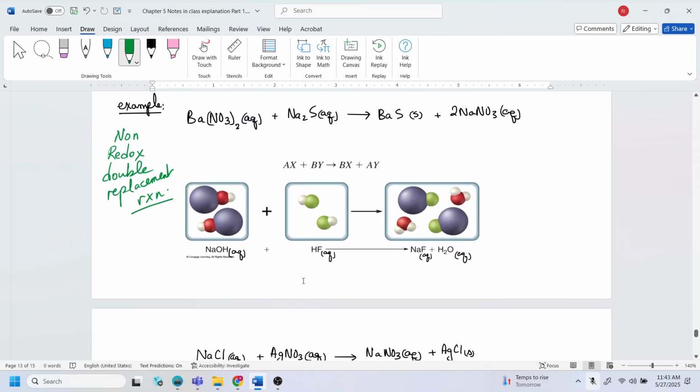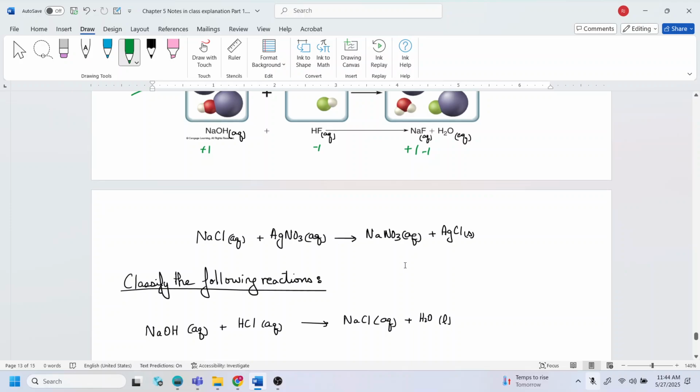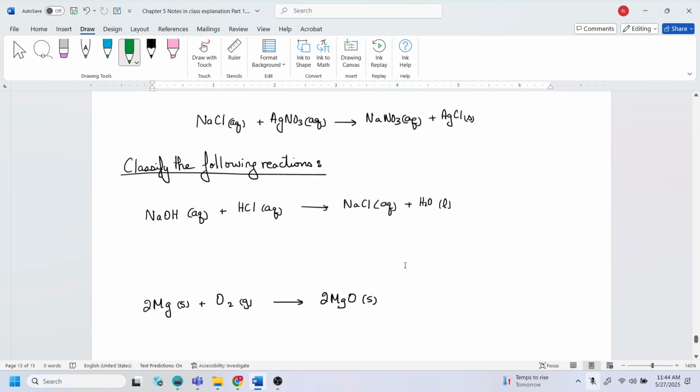Same thing there. NaOH, HF. I mean, you can double check. The sodium is going to be +1 here. It stayed a +1 in there. The fluorine is -1. It stayed -1 in there. Same charge for the oxygen and the hydrogen. The hydrogen is +1. Oxygen is -2. It remains the same. Nothing is changing. So this is an example of a double replacement reaction.